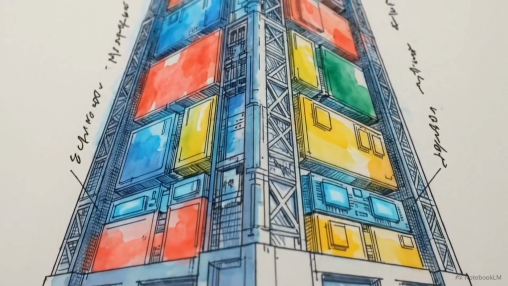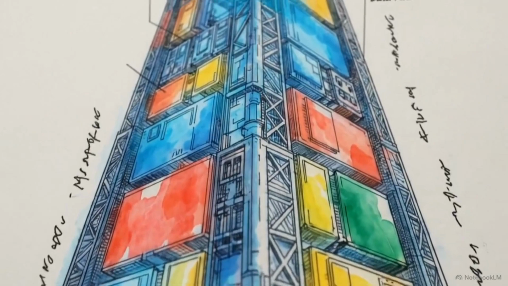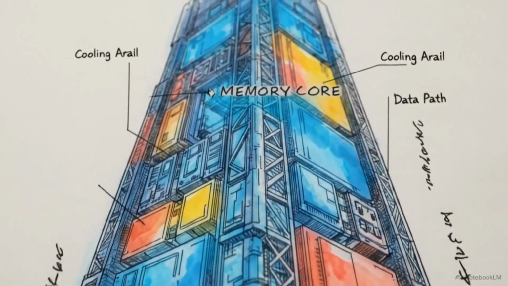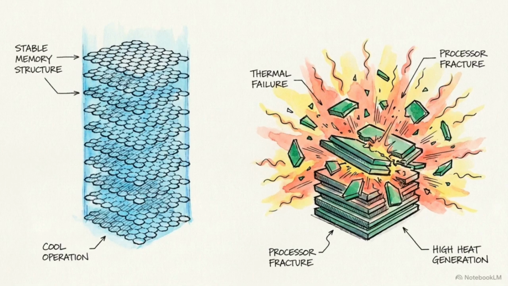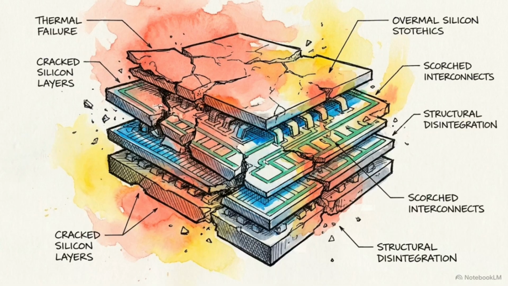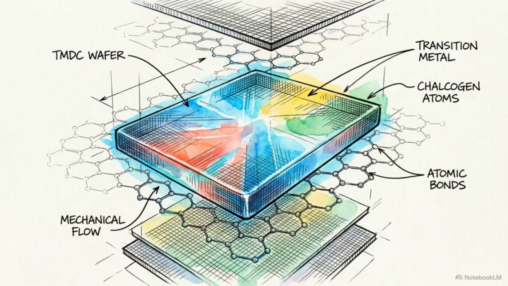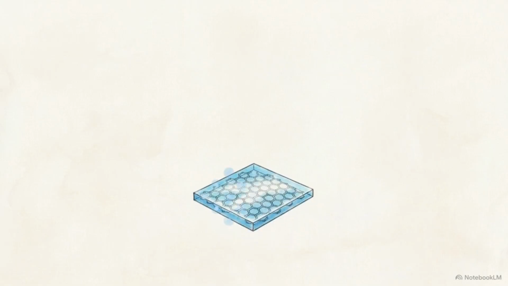Even 3D NAND flash, which stacks memory hundreds of layers high, only works because memory generates very little heat and switches slowly. This technique cannot be applied to high-performance logic processors. Despite these clever engineering workarounds, true monolithic 3D logic remains out of reach as long as we rely on the physical properties of silicon. To break into the third dimension, researchers are turning to transition metal dichalcogenides, or TMDs, like molybdenum disulfide. Unlike silicon, these materials are natively 2D, meaning they are stable and functional at just a single atom thick.